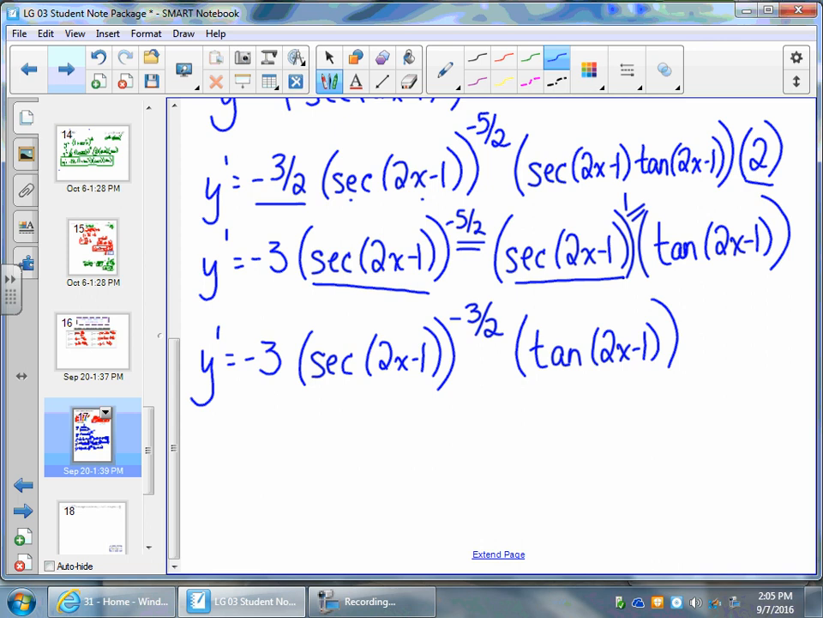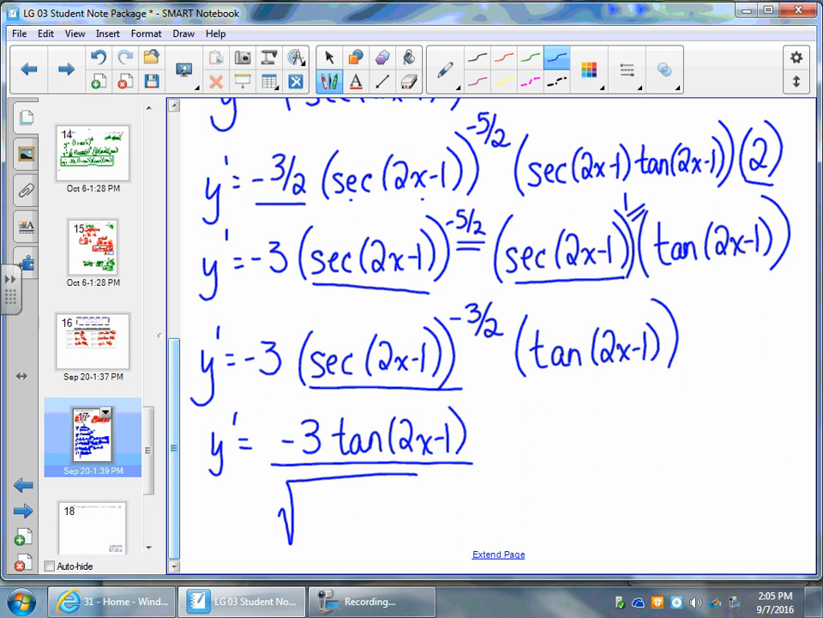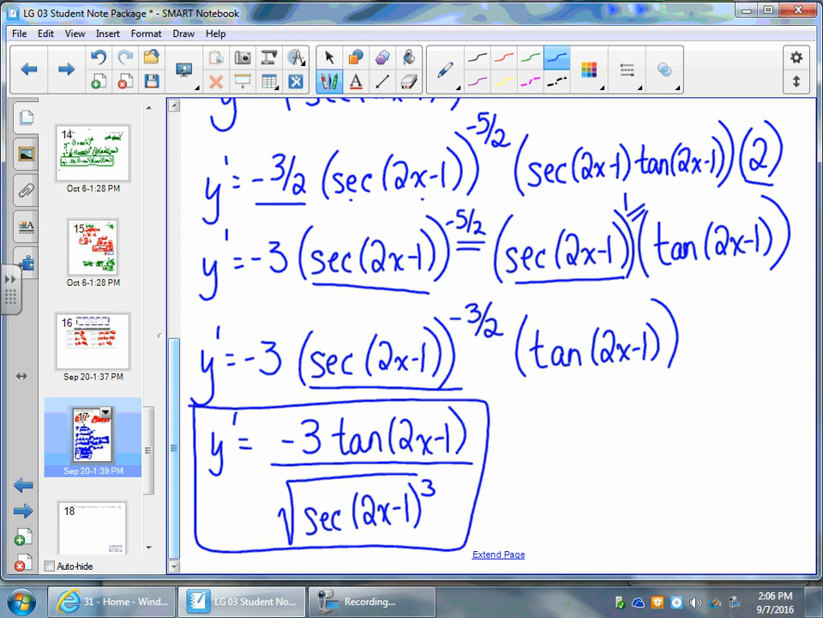Or we can make it look kind of like the original question, which is sometimes what your questions do. And this, because it's to the power of a negative, obviously is going to move to the bottom. So I've got my negative 3 tan 2x minus 1, all divided by, now it's a negative 3 over 2. So remember, that's the square root then of secant 2x minus 1, all being cubed. Okay, and that would be a nice final answer there. So that's a pretty long, intensive one.